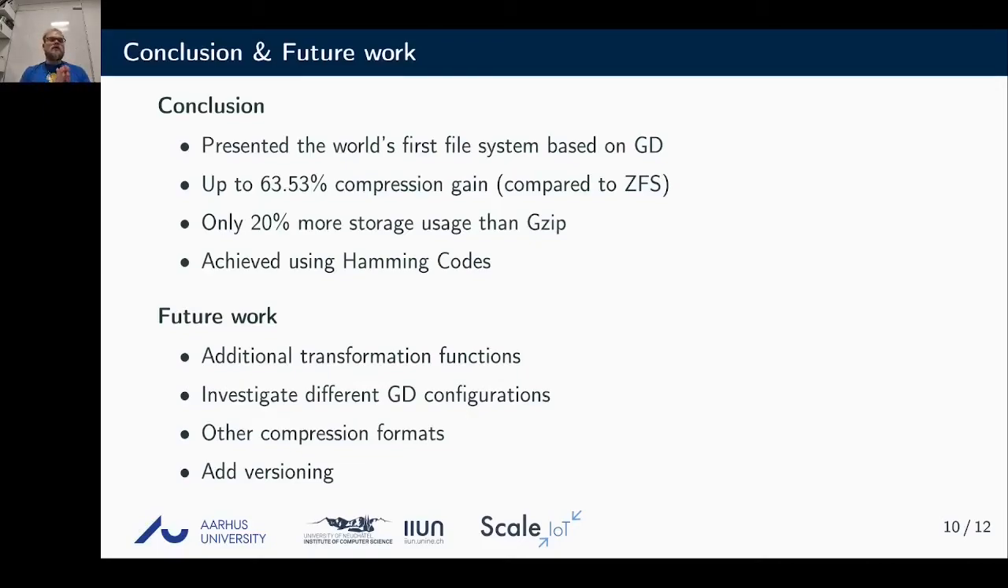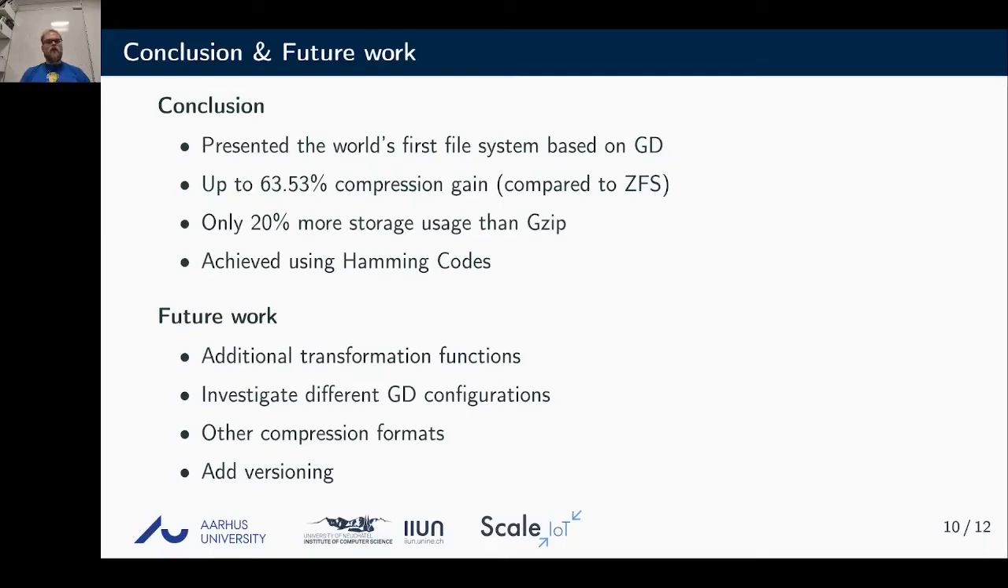All while only using Hamming codes, meaning our deviations are representing 1 byte. So we map bases to chunks that are 1 byte different. So that is pretty significant and pretty impressive.